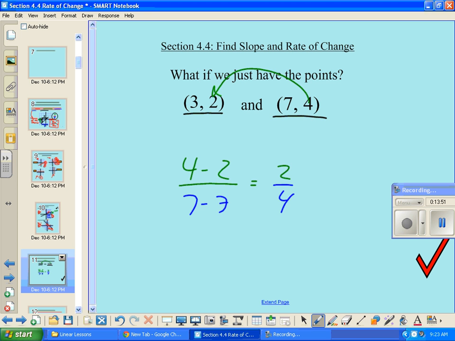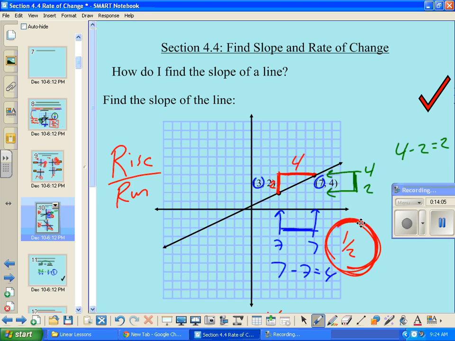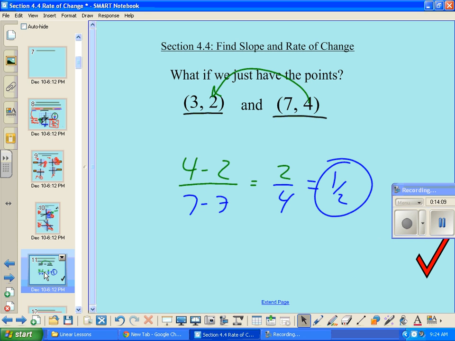Again, if I just subtract those coordinates, I find that I went up 2, I went over 4. That's the distance between each of those. 2 over 4 just reduces to 1/2, which is what we found when we found the answer using the graph. So what did we just do there? If I want to find the slope of a line and I know the 2 points that are on it, I can just subtract the y coordinates and subtract the x coordinates, and that'll give me the slope.